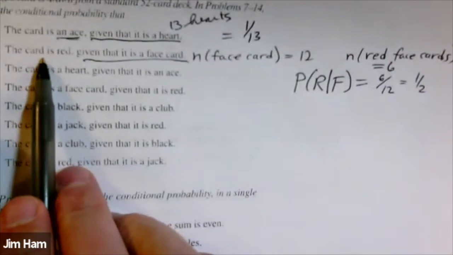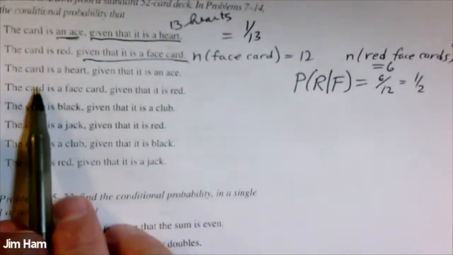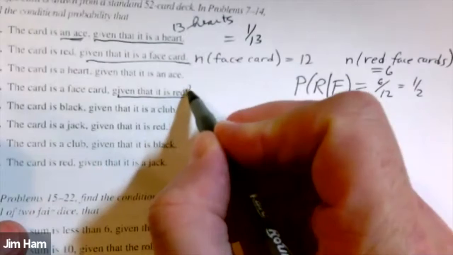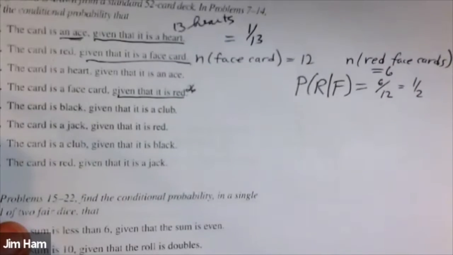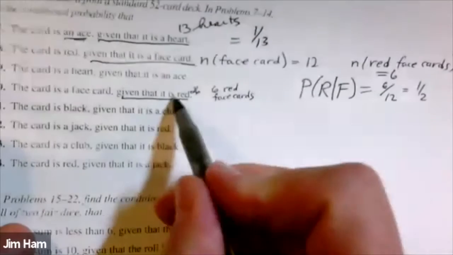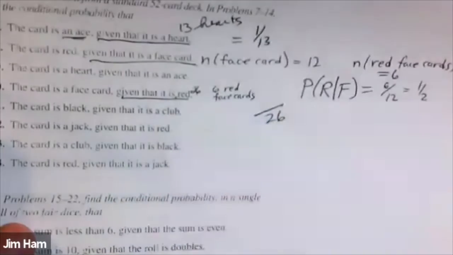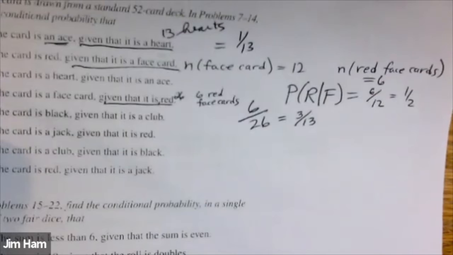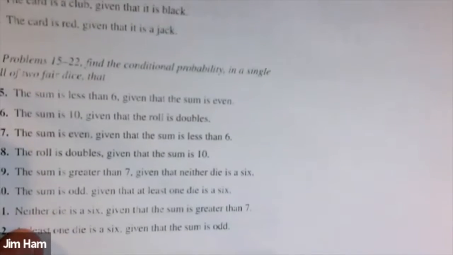All right, 8 and 10, it's nice to do 8 and 10 together because they just flip things around. 8 is the probability the card is red given that it's a face card, and 10 is the probability it's a face card given that it's red. How many cards are red? 26. Of those 26 red cards, how many are face cards? Jack of diamonds, queen of diamonds. That's right, 6. So given that it is red, the bottom number is 26. How many of those 26 cards are face cards?